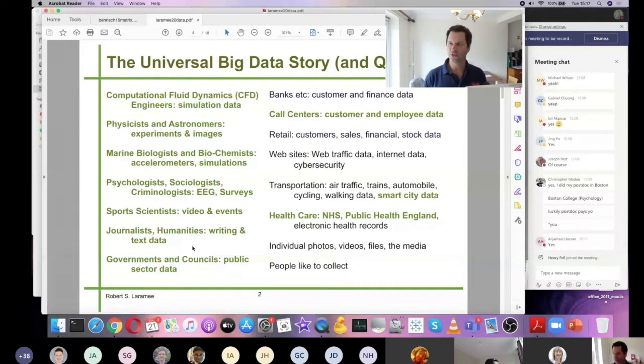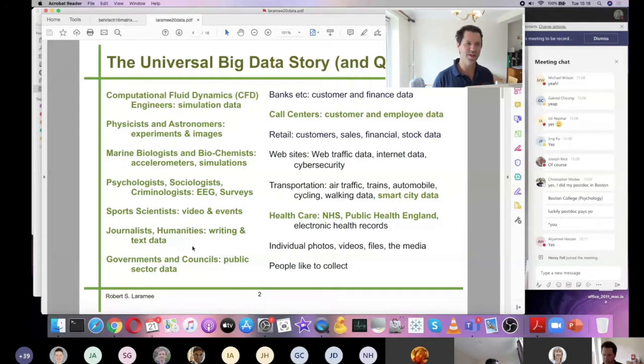Because they try to figure out when the best time to open your store is. Every time you visit a web page, that data is recorded somewhere, at least two or three places. Every time you take public transport, that data is recorded somewhere.